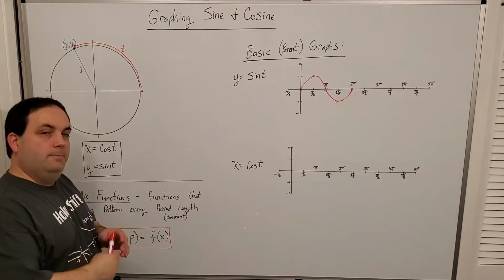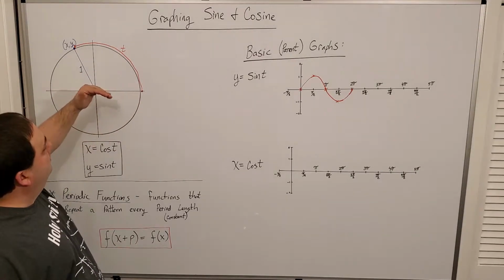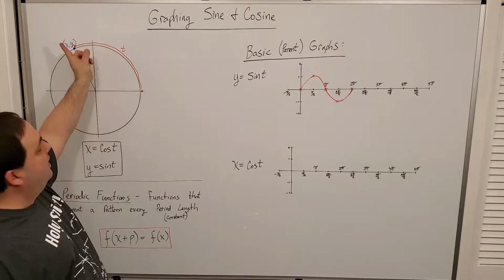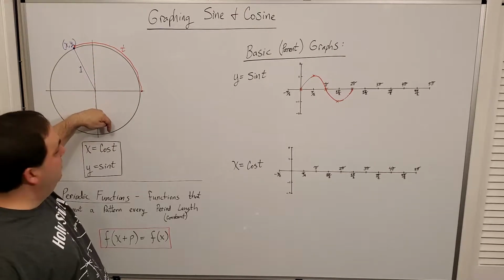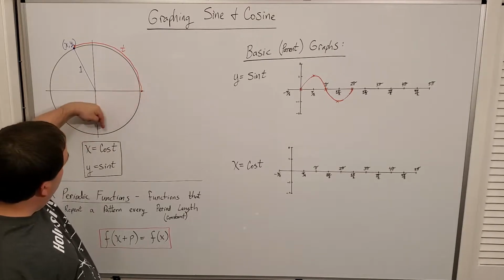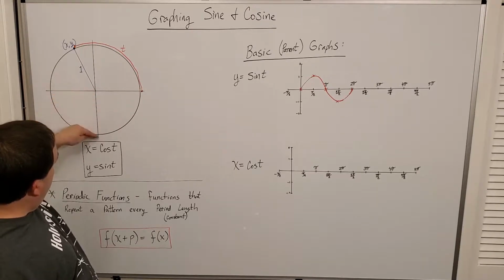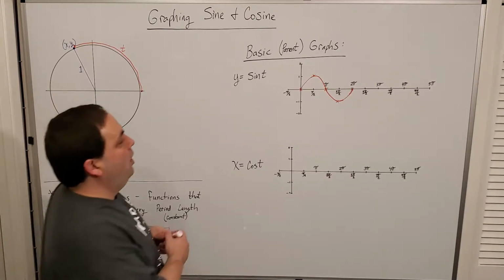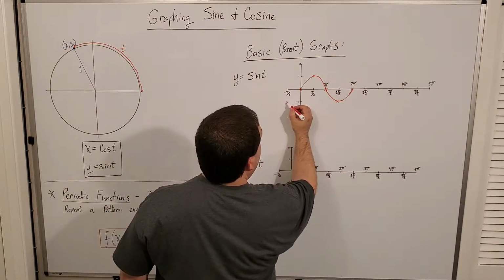But here's the thing. There were several options that I could have chosen. From this point, the way I rotated was positive. I could have rotated negatively. Notice from here, if I went negative pi over 2, I would hit right here at negative 90 degrees, and my y value would be -1. So in other words, at negative pi over 2, I would be at -1.